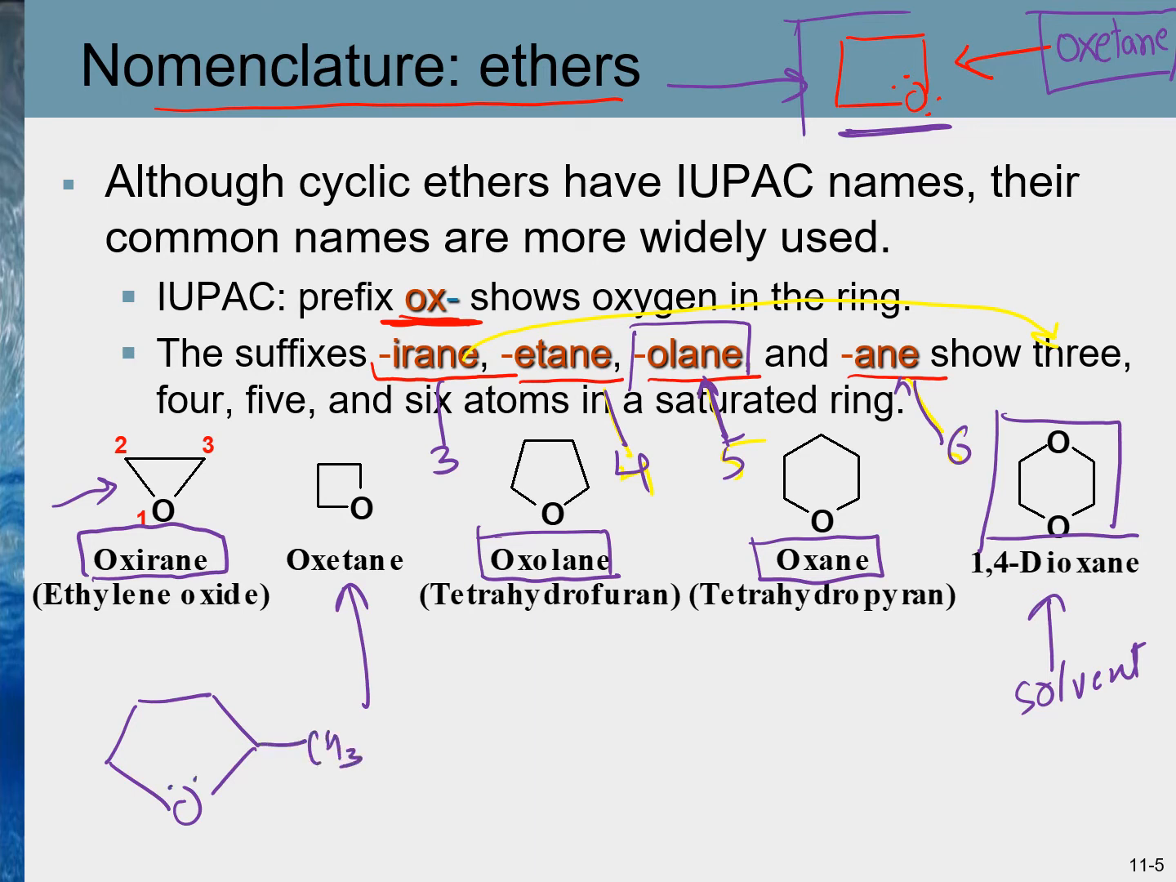In case we have a substituted cyclic ether, such as this one, when we name these kinds of ethers, the numbering always starts from the oxygen. So oxygen will be given number 1, so this will be number 2, 3, 4, and so on. So the name of this compound will be 2-methyl, and then the IUPAC name of the cyclic ether. It's a 5-membered ether, so therefore it is an oxolane.